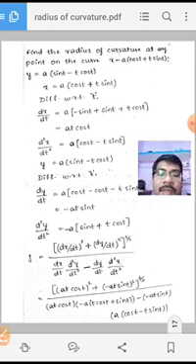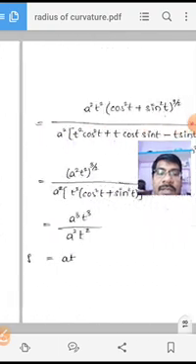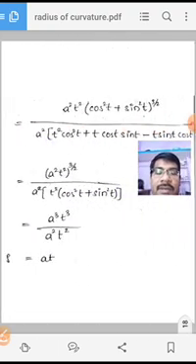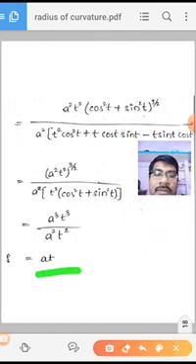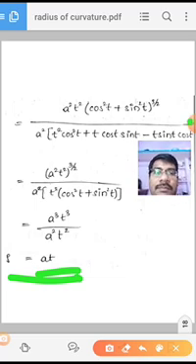Here we have to substitute in the radius of curvature in parametric form, which is ((dx/dt)² + (dy/dt)²)^(3/2) divided by (dx/dt)(d²y/dt²) − (dy/dt)(d²x/dt²). We have to substitute in this equation and simplify it. We get ρ equal to at.